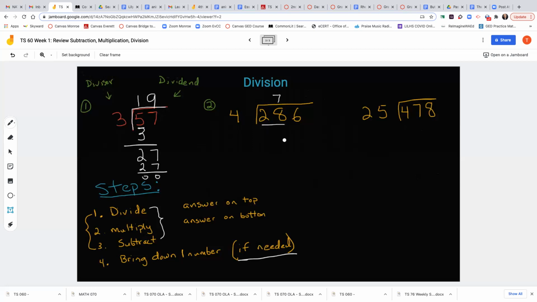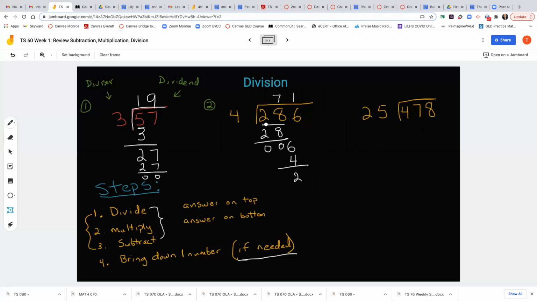Step 2 is to multiply and put your answer on the bottom. Step 3 is to subtract. Step 1 again is to divide. Will 4 divide into 0? No. Okay, this is another example where I have to bring down one number. Will 4 go into 6? Yep, one time. 1 times 4 is 4. Answer on bottom. Step 3, subtract 2.